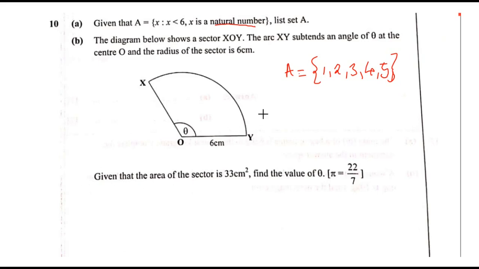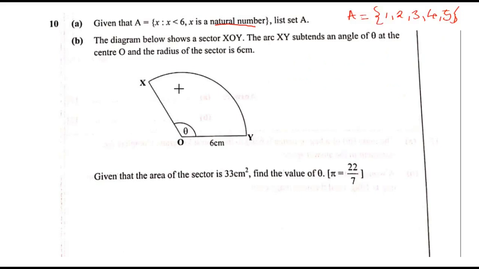For you to solve this question, you need to know the formula for the area of a sector. The area of a sector is equal to theta over 360 degrees times pi r squared, or radius squared. So this is the area of the sector. Now we want to find what theta is, given that we've been provided the area as 33 centimeters squared.